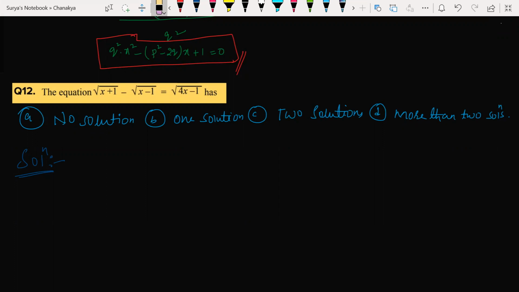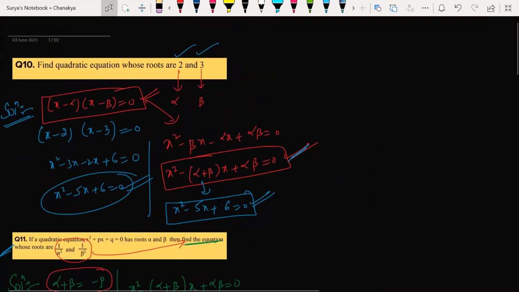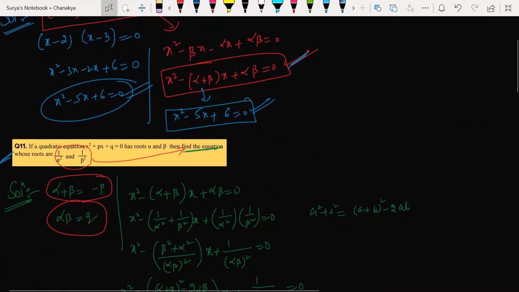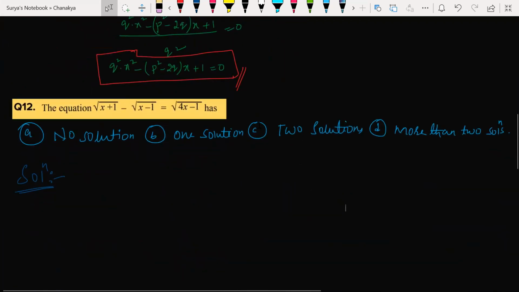Now I'm asking you, how many of you have gone through the class notes? Let us have a discussion for 2 to 3 minutes. Let me ask a couple of questions. Abhinaya will tell me what is the sum of roots formula. Minus b by a, sir. Very good. What is the product of the roots? C by a, sir.